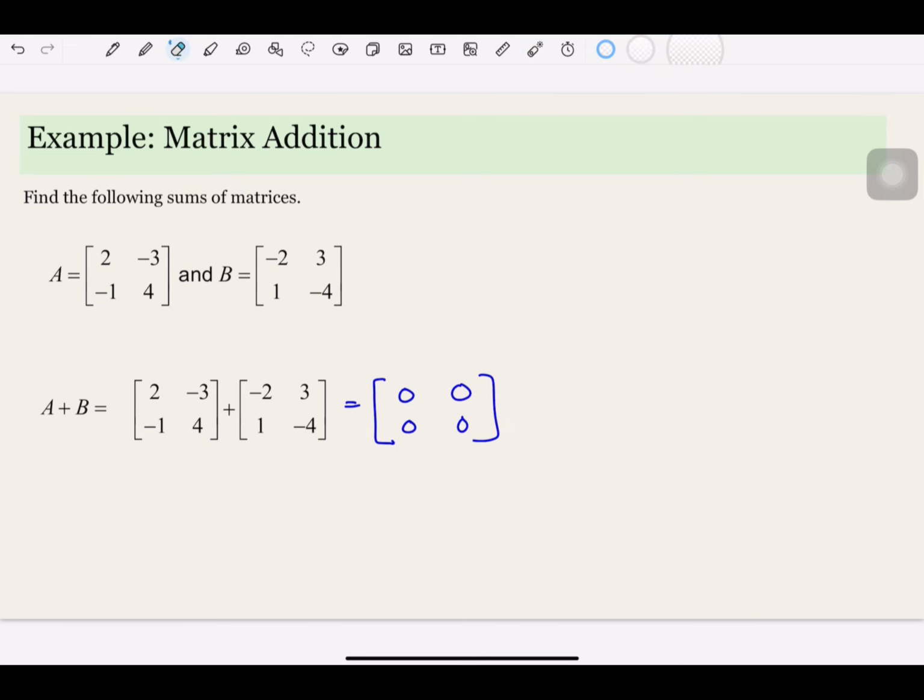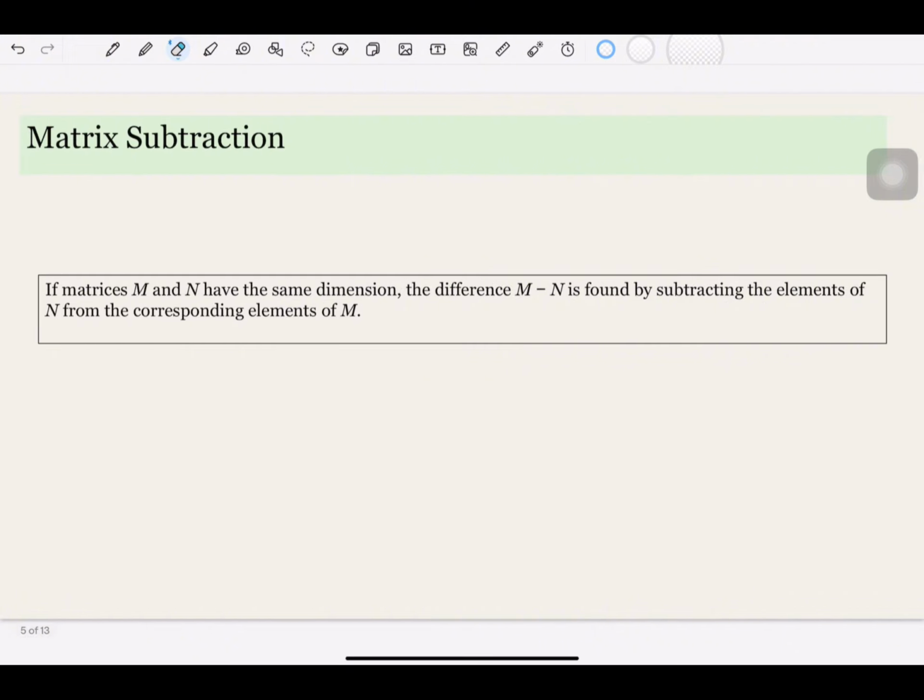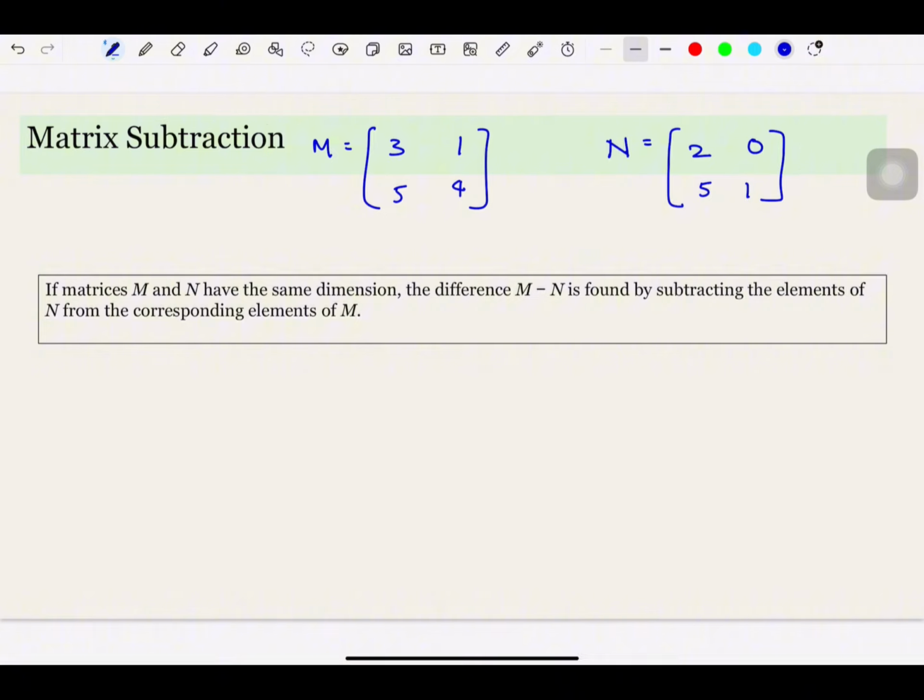Okay, so next I would like to talk about how to subtract two matrices. So now you already know how to add matrices. Now let's talk about how to subtract two matrices. And yes, it is just as easy as addition. Okay, so let's say you have two matrices. So let's name this matrix as M and this matrix as N.